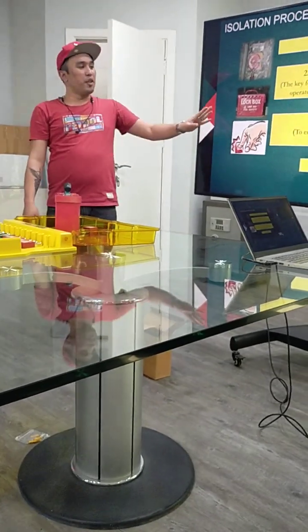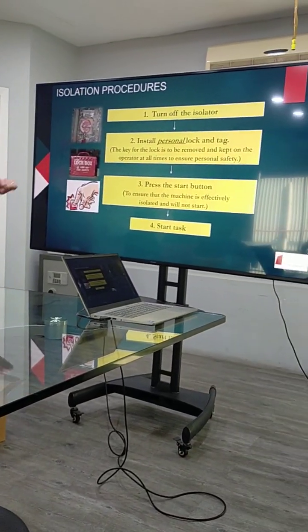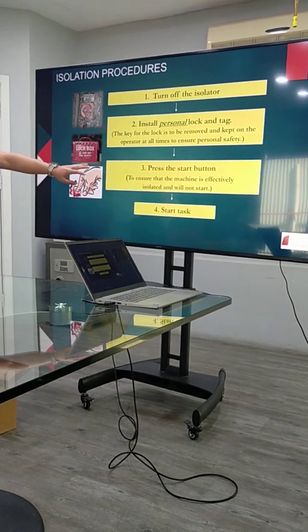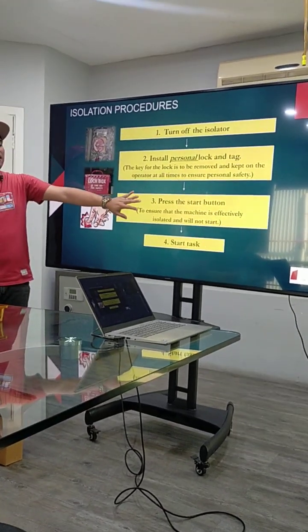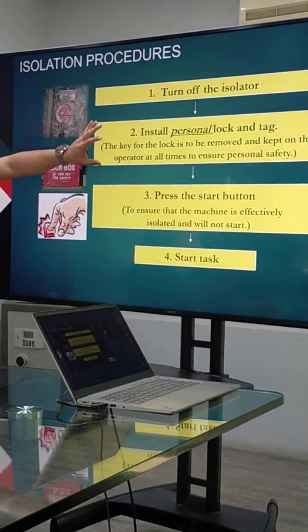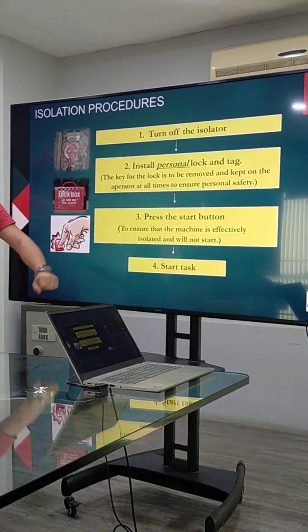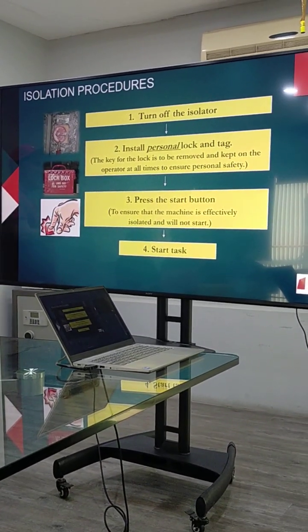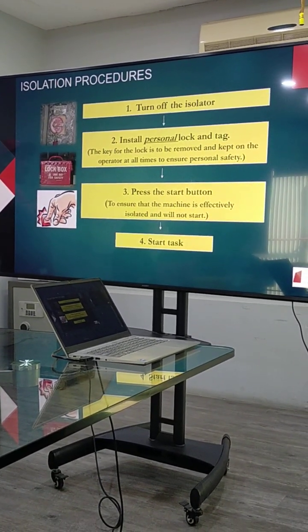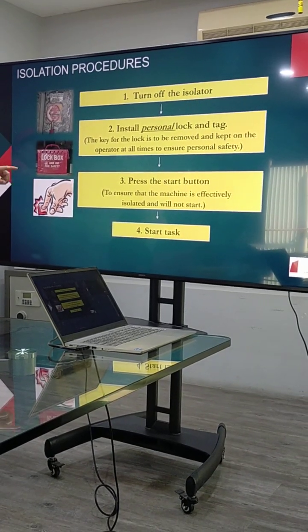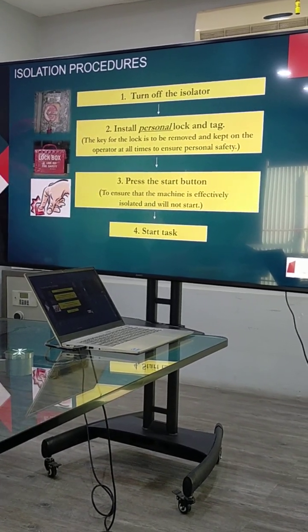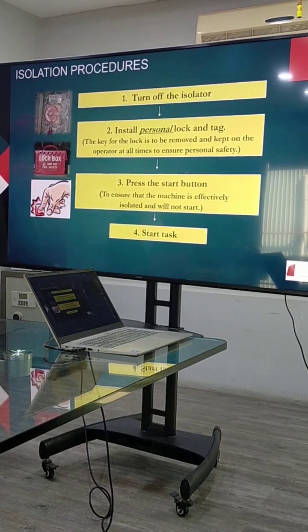So what's next? Press the start button, ensuring it's a try out. You lock out, tag out, try out. You know, the LOTO procedure: lock out, tag out, try out. If you press the button and the machine does not work, start the task.